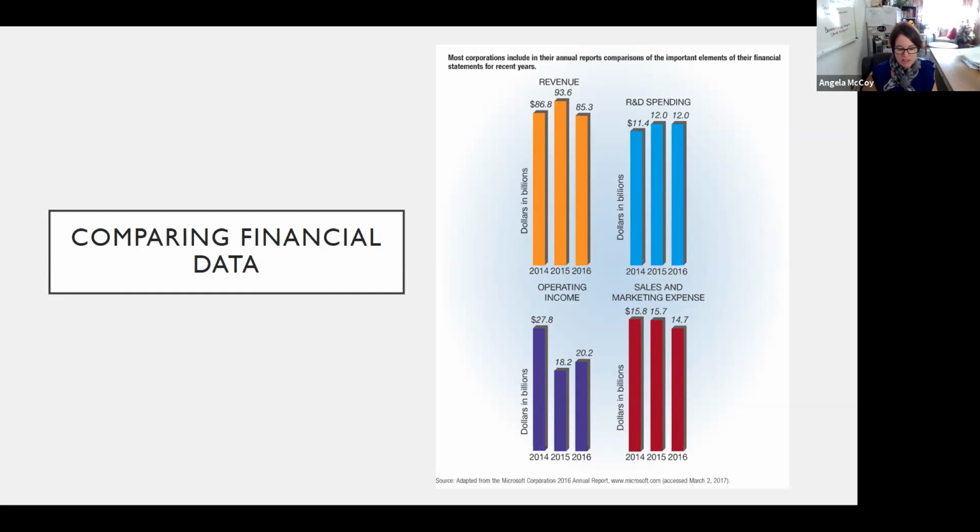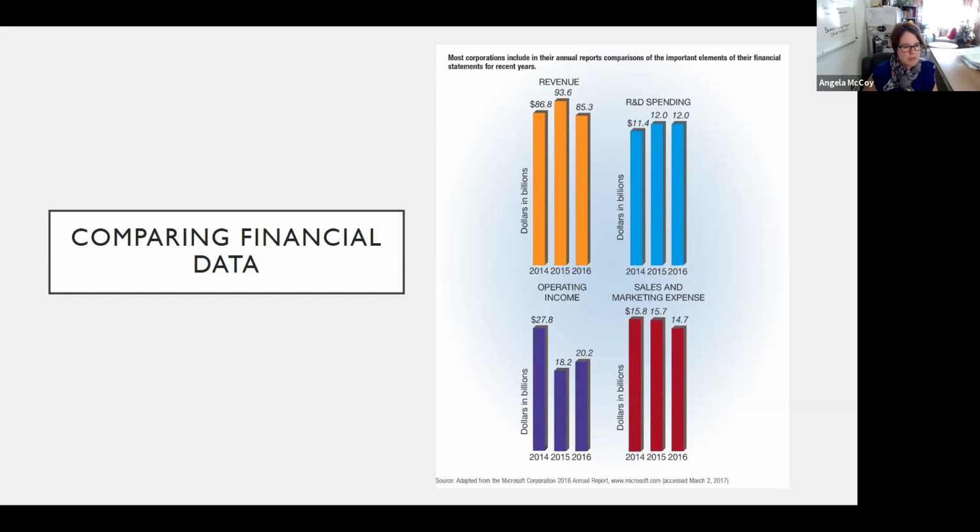Today, most corporations include in their annual reports comparisons of important elements in their financial statements. A lot of times you're able to actually get this information directly off an industry firm's website, or you will be doing an activity next week where we will show you how Newman has a database where you are able to actually retrieve some of this stuff as well.